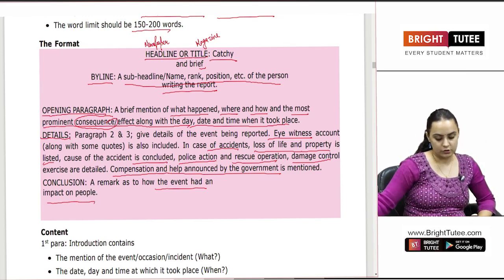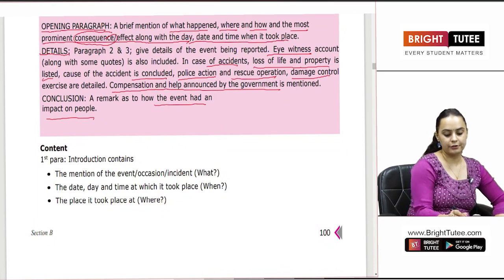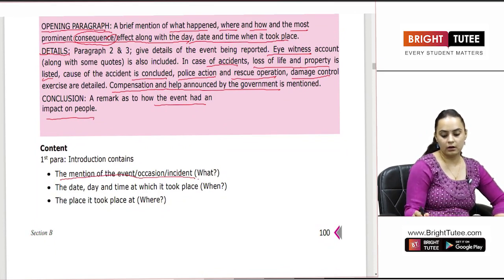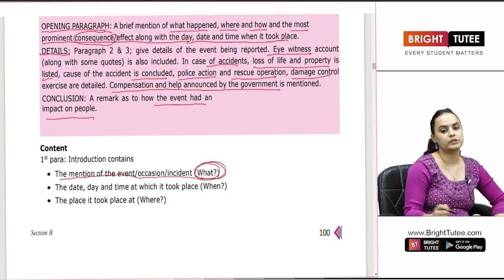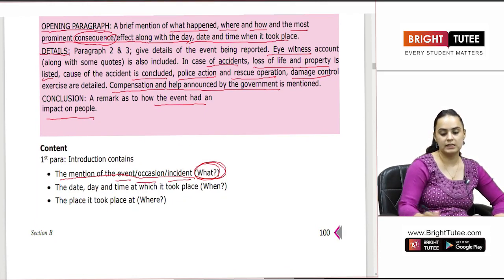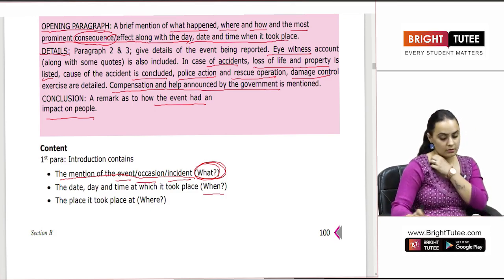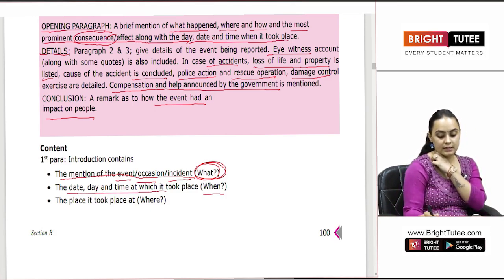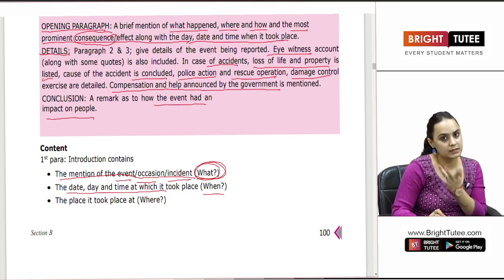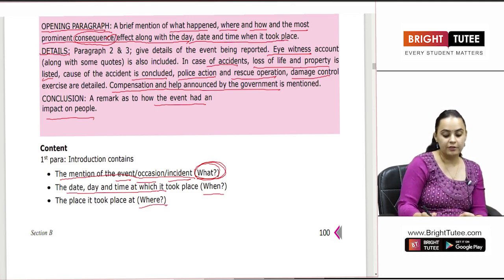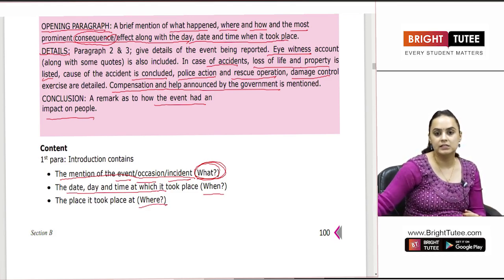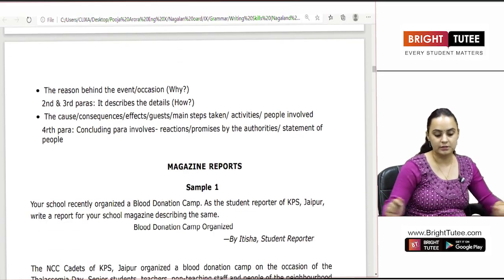Now, like I told you, first paragraph will have the answer to the question what. So, the event, the occasion or the incident that took place, you will write that. When, the date, day and time at which it took place, you will mention that. Where, the place where the incident took place, you will mention that.